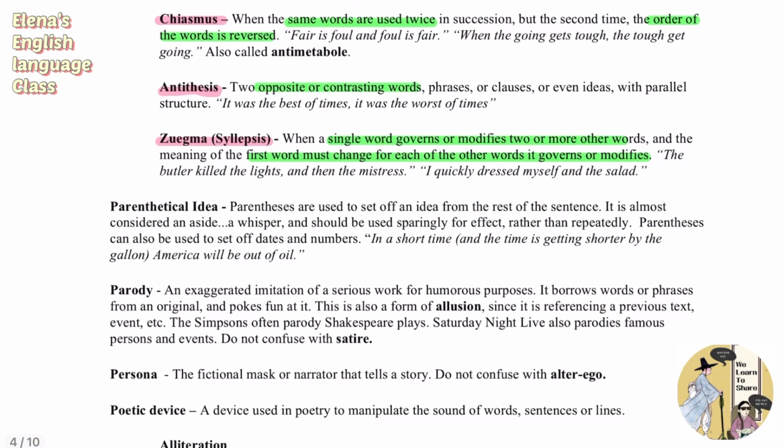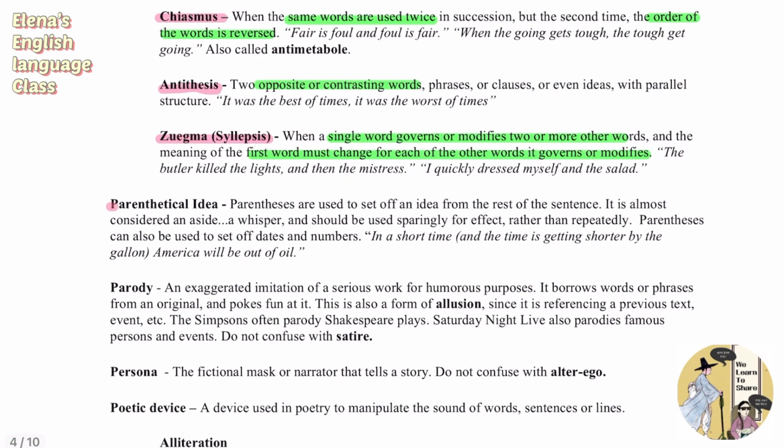That's called zeugma. And next we're going to look at parenthetical idea, which is parentheses used to set off an idea from the rest of the sentence, okay? So it is almost considered an aside, a whisper, and should be used sparingly for effect rather than repeatedly. And parentheses can also be used to set off dates and numbers.